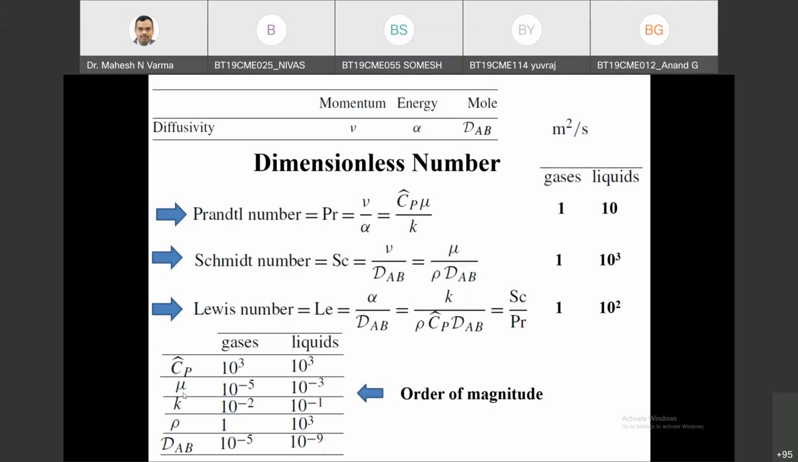Okay, so we got the magnitude of this dimensionless number, Prandtl number, Schmidt number, and Lewis number for gases. So magnitude will be approximately 1, while for liquids, Prandtl number is of the order of 10, and Schmidt number is 10 raised to 3, while Lewis number is 10 raised to 2. So anybody has any difficulty, any confusion over this? So now we'll move on.